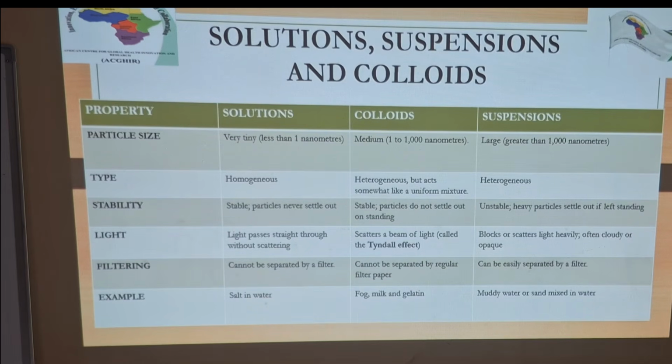Let us now look at the comparison of solutions, suspensions, and colloids under the properties: particle size, type, stability, light, filtration, and examples of each. Solutions. In terms of particle size, they are very tiny, less than 1 nanometer. In terms of type, solutions are homogeneous, which means they are a uniform one-phase system. In terms of stability, they are stable and the particles do not settle out.